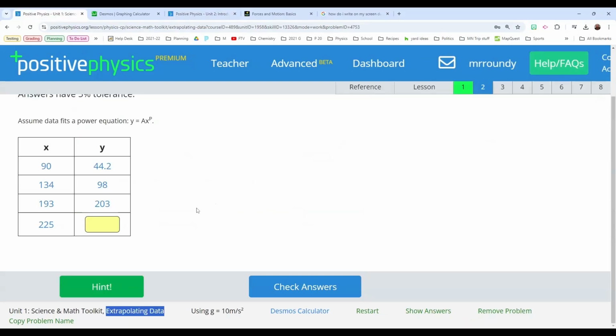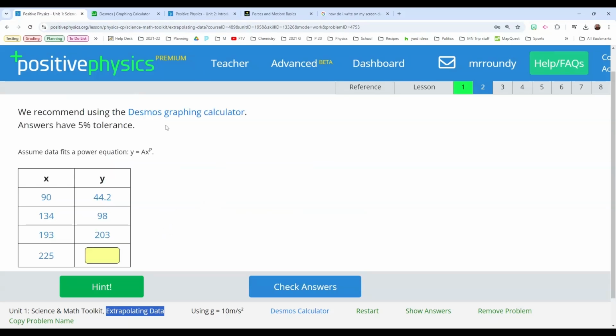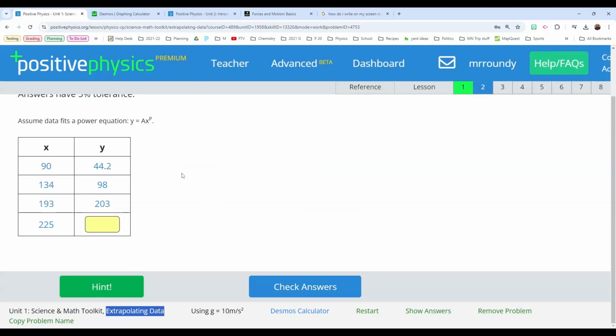We recommend using the Desmos graphing application to create graphs when necessary. In this skill, if this is on a test, you'll want to use the graphing calculator to do that. And to do that, Jack, who created Positive Physics, has a wonderful video that teaches you how to do that. So I'd recommend using that. I'll link it here, and that'll help you if you need help with that.